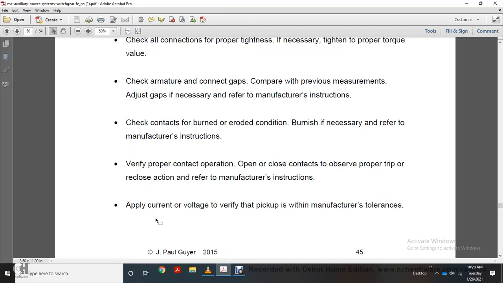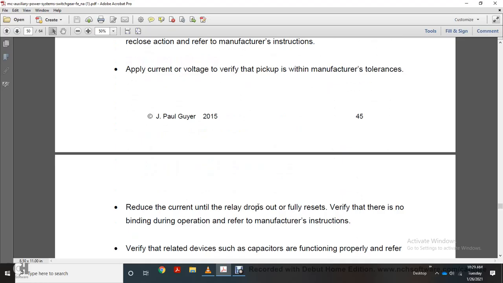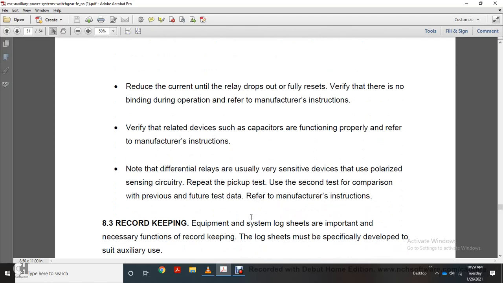Open and close contacts to observe proper trip, reset, and close action. Refer to manufacturer instruction. Apply current or voltage to verify pickup within the manufacturer tolerance. Reduce current until the relay drops out or fully resets, to verify there is no binding during the operation. Refer to manufacturer's instruction. Verify related devices such as capacitors function properly. Note that differential relays are usually very sensitive devices used in polarized sensing circuits.